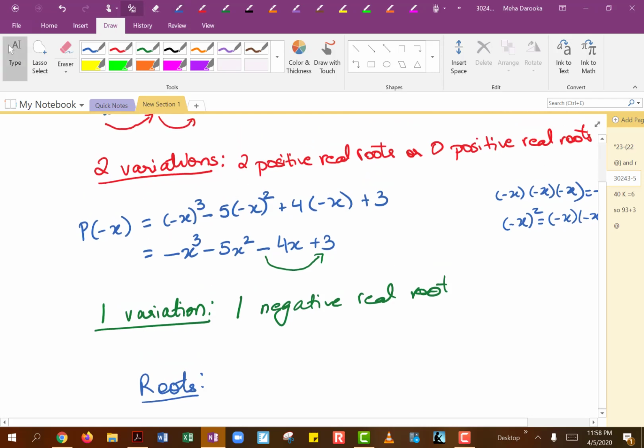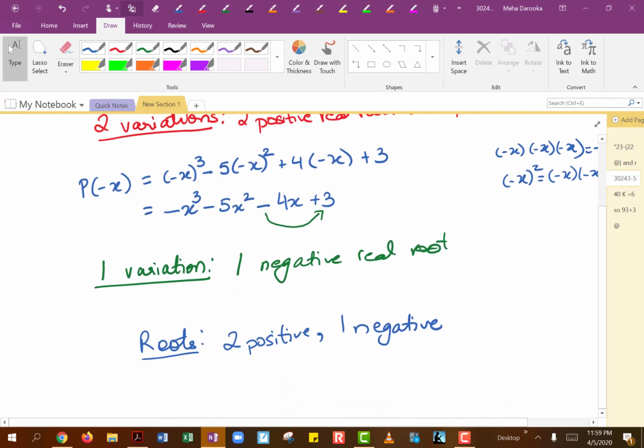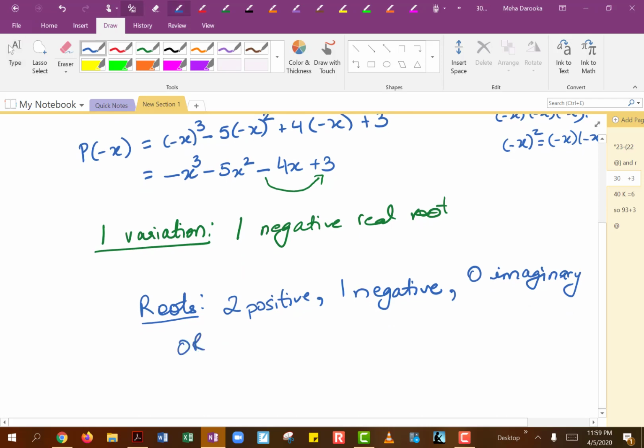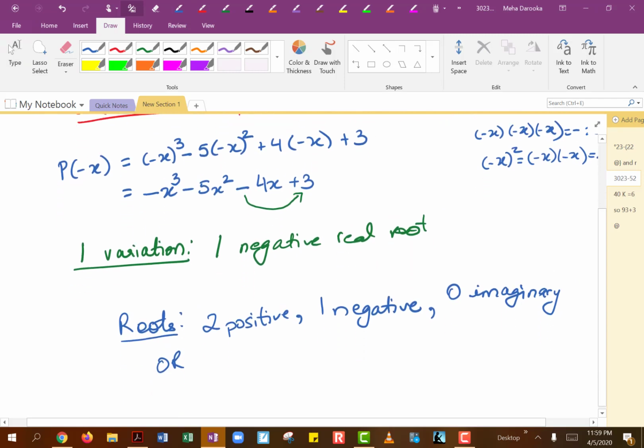So basically, it can have 2 positive, 1 negative, and since this is a third degree polynomial and we can only have 3 roots, so that's 2 plus 1, which is 3, which means we have no room for imaginary solutions, right? However, we do have other options, because we said 2 roots which are positive, or 0 roots which are positive.